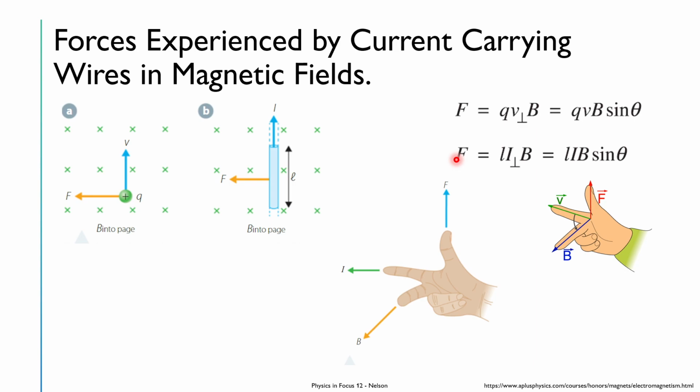What's really important to remember as well is our right-hand rule. With this right-hand rule, we have three different vectors which all are displayed to be perpendicular to each other. Our thumb always refers to the force experienced by the charged particle or the current carrying wire. Our middle finger is always referring to the magnetic field that wire or charged particle is experiencing, and the index finger is always referring to the motion of charge, so either the velocity of a charged particle or the current of a current carrying wire.